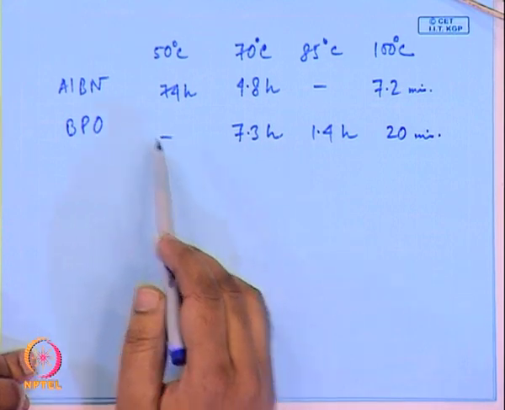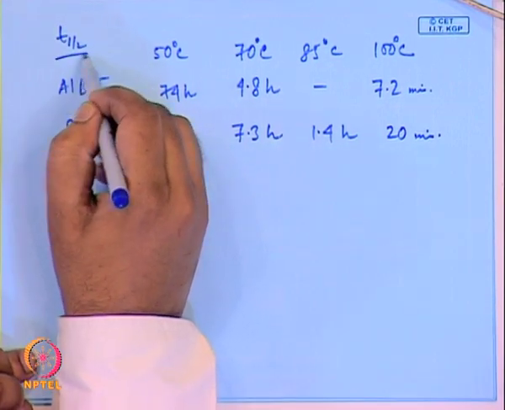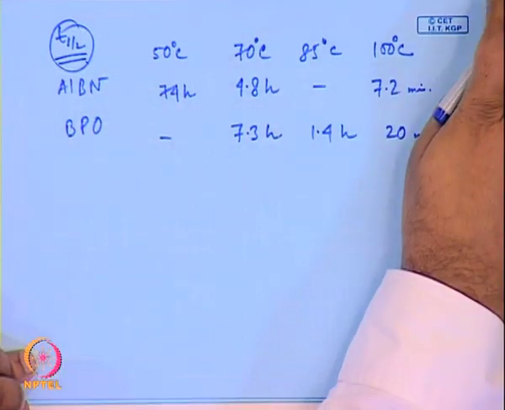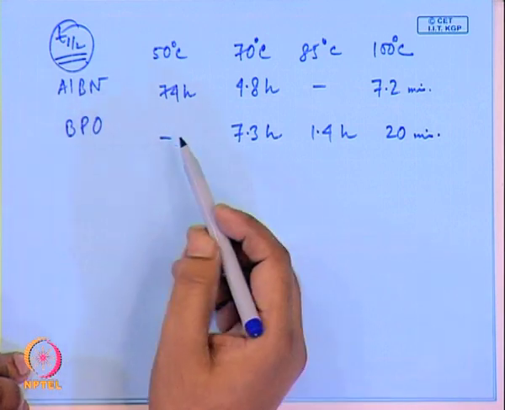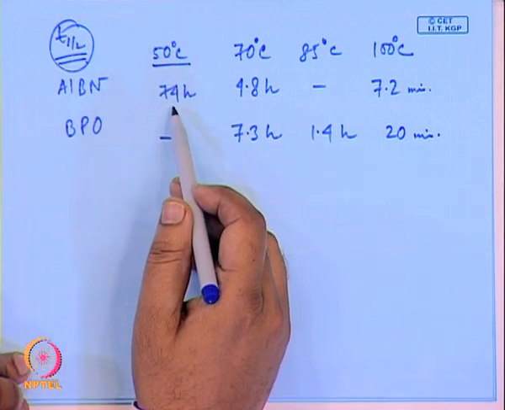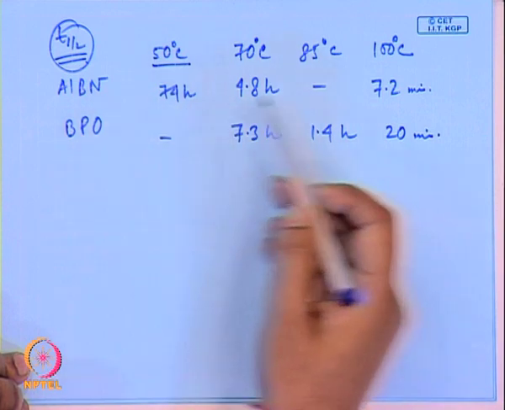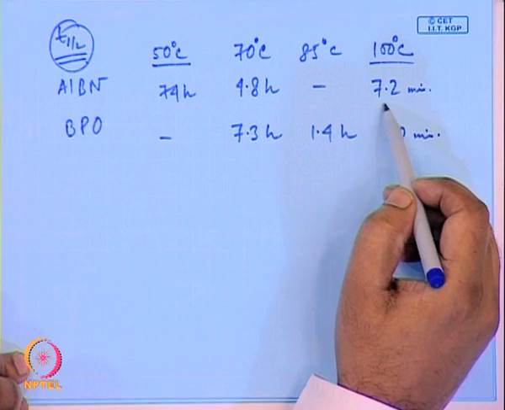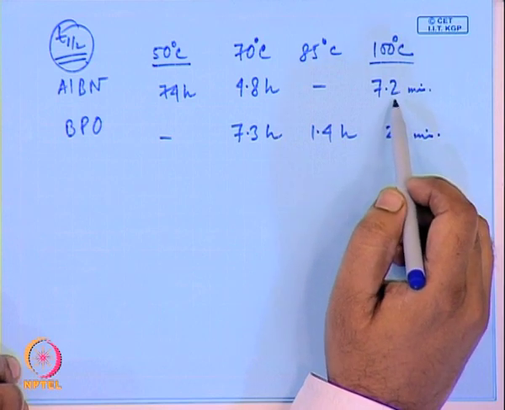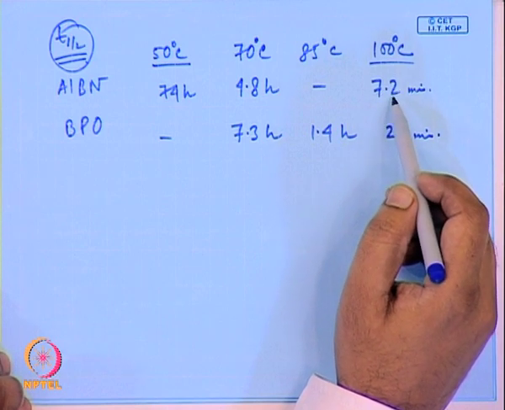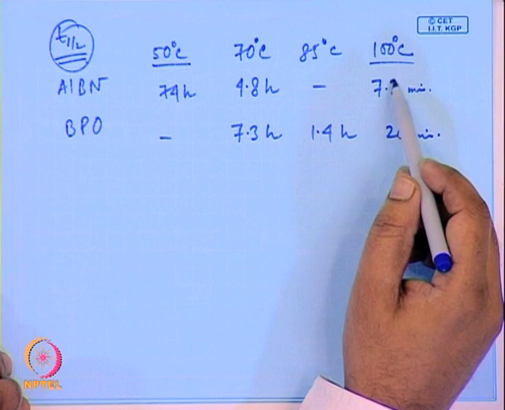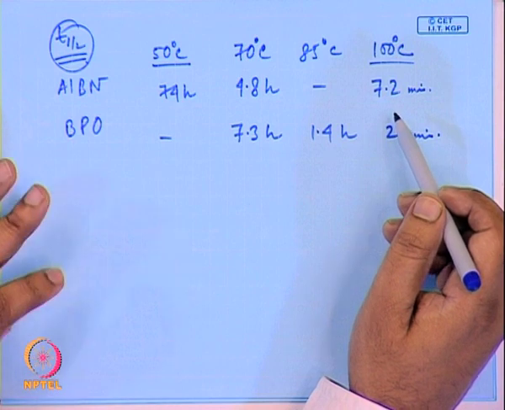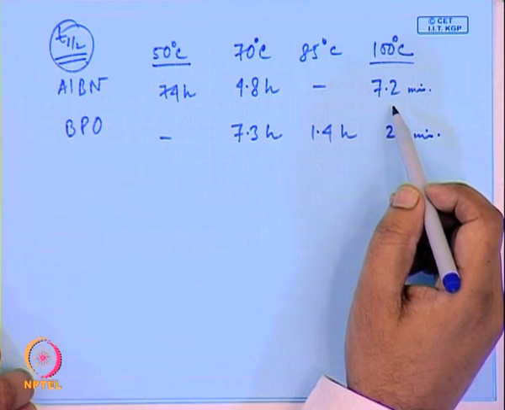So, these are the t half numbers for commonly used initiators AIBN and BPO. AIBN has a t half value at 50 degree centigrade of about 74 hours, whereas at 100 degree centigrade it has a t half of 7.2 minutes. That means if you use AIBN as the initiator for a reaction at 100 degree centigrade, then at least half of the AIBN will be consumed in 7 minutes.